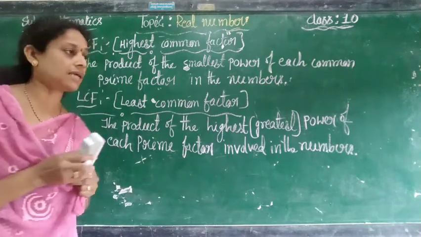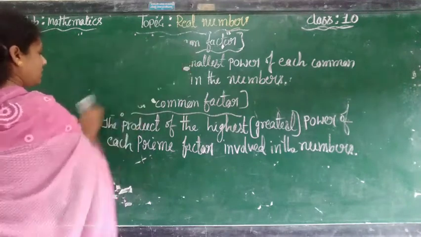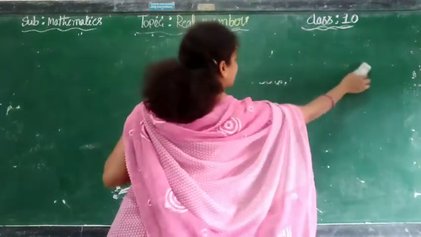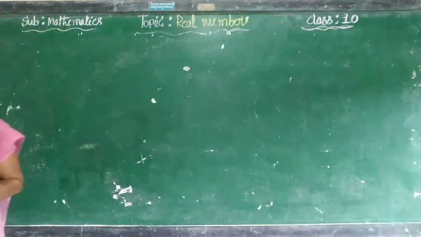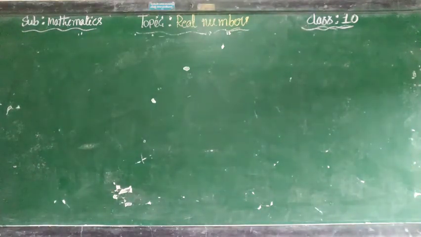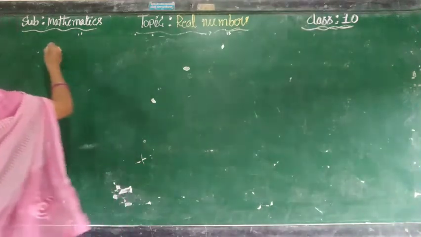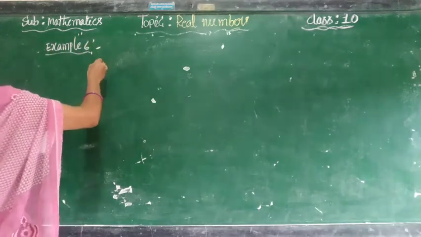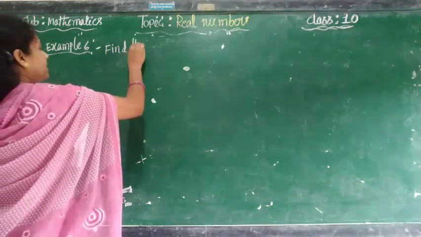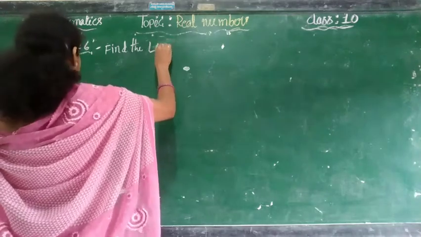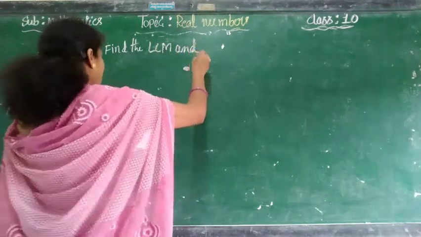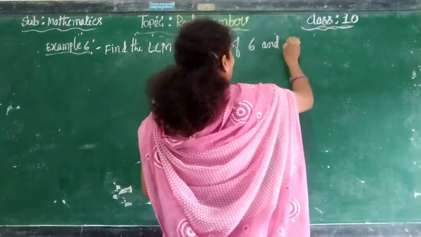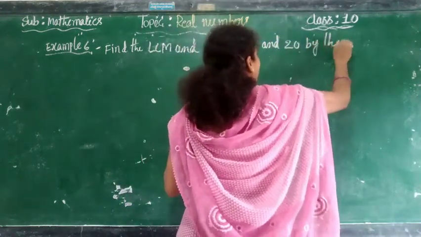So next we take one more example. Example 6: find the LCM and HCF of 6 and 20 by the prime factorization method.